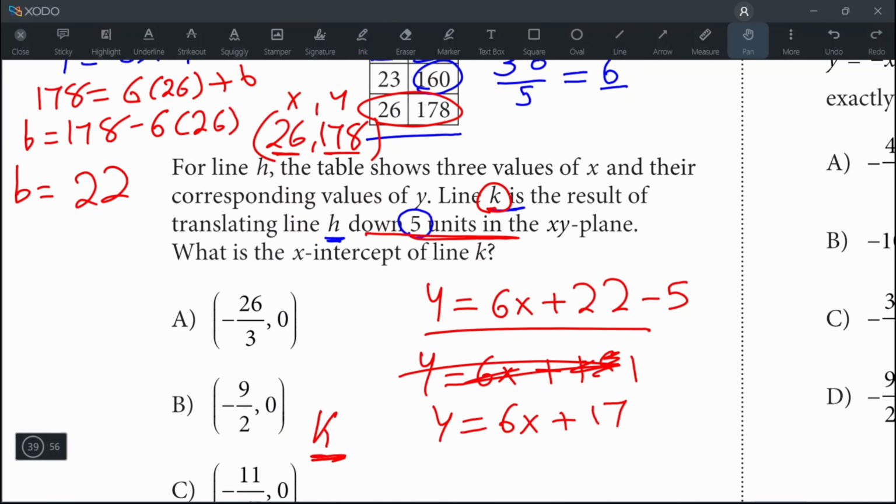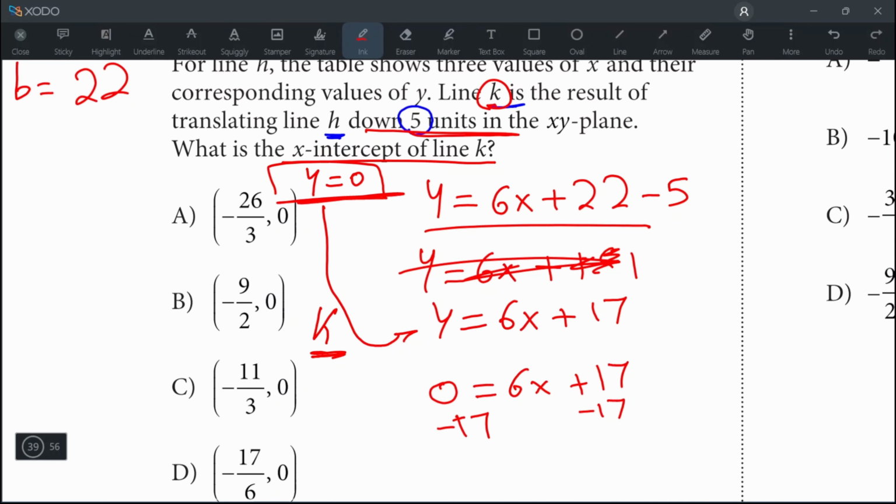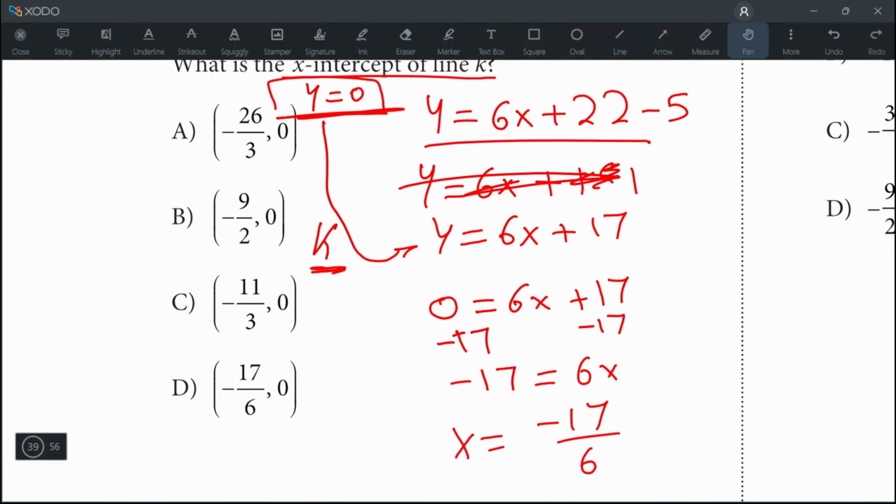Now, what we need to find is the x-intercept of line k. The point of the x-intercept has a y value equal to 0. So we'll plug in y equal to 0 into the function we got, and then solve for x. We'll have 0 equal to 6x plus 17. We subtract 17 from both sides, so we have negative 17 equal to 6x. So x will equal negative 17 over 6. The only choice that has negative 17 over 6 as the x value is choice D.